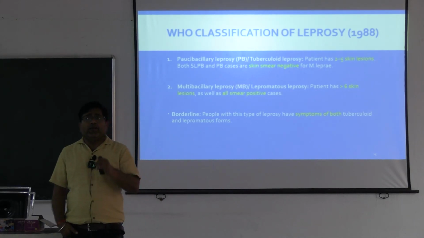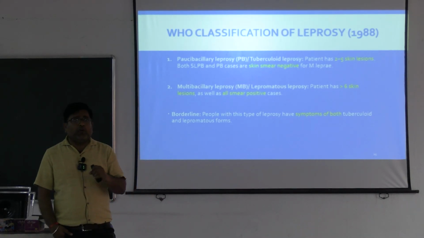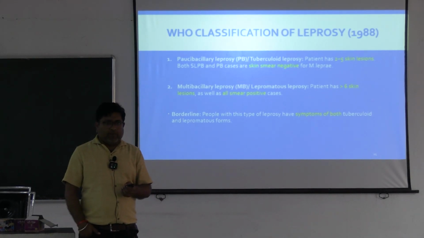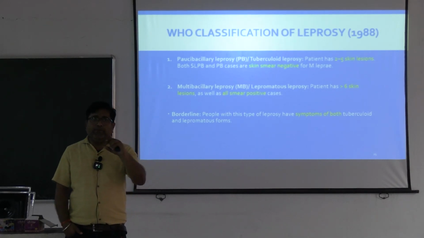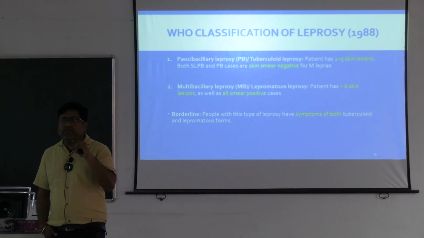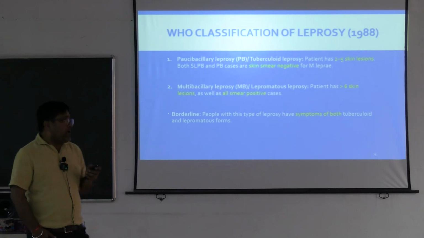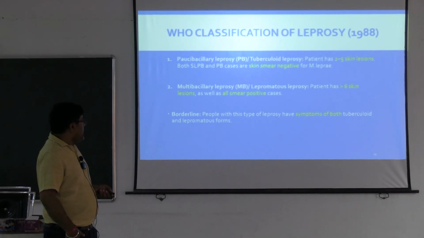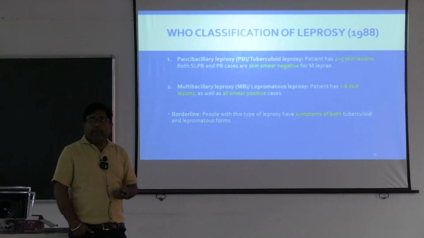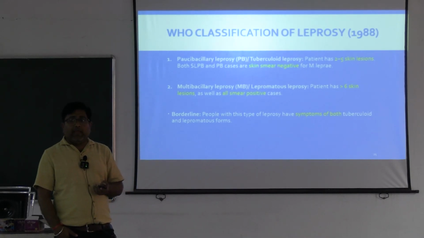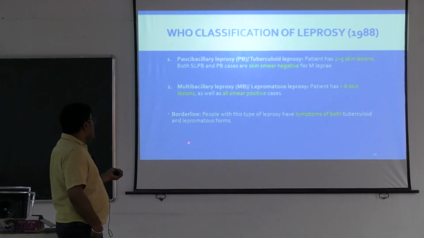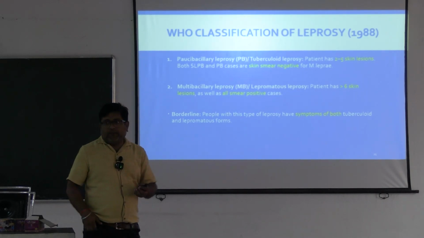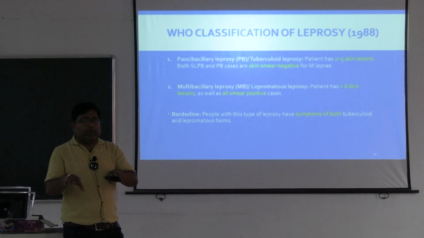Leprosy can be tuberculoid leprosy, also called paucibacillary leprosy. Paucibacillary leprosy is denoted by PB and tuberculoid leprosy is denoted by TT. And the second one is multibacillary leprosy, denoted by MB, or lepromatous leprosy, denoted by LL. And the third one is borderline leprosy, where the features of both are there.